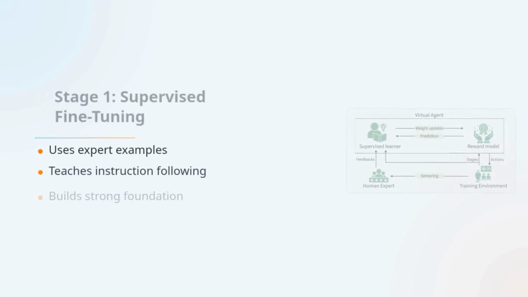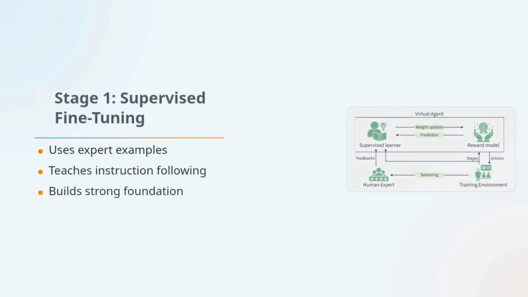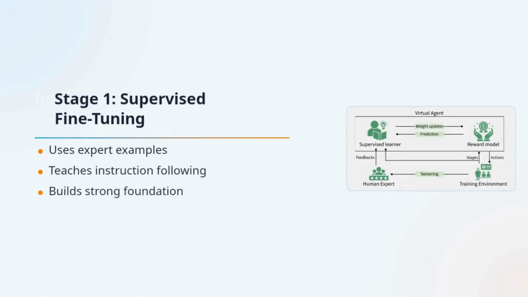In the first stage, a large pre-trained model is adapted using supervised learning. Human experts provide high-quality prompt and response pairs, and the model learns from these teaching examples. This helps it follow instructions better, produce more relevant outputs, and reduce random or undesirable behavior. Think of this as the grounding stage before reinforcement learning begins.